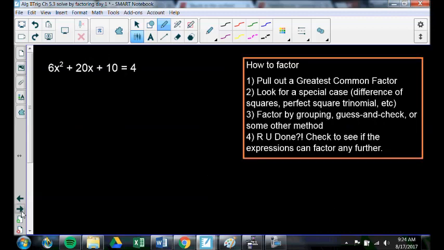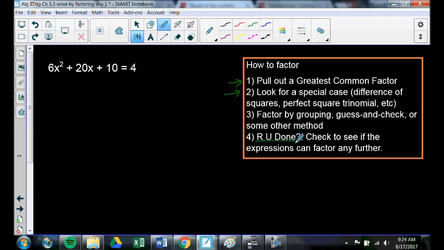Last one, and here's just the steps that I follow for factoring. Pull out a greatest common factor, look for special cases. We'll actually have a new video talking about special cases next. It'll just cover a few different ways of factoring to make it faster. Factor by grouping and guess and check or some other method, but then check when you're done. It's possible after you've finished factoring, you're not actually done factoring.